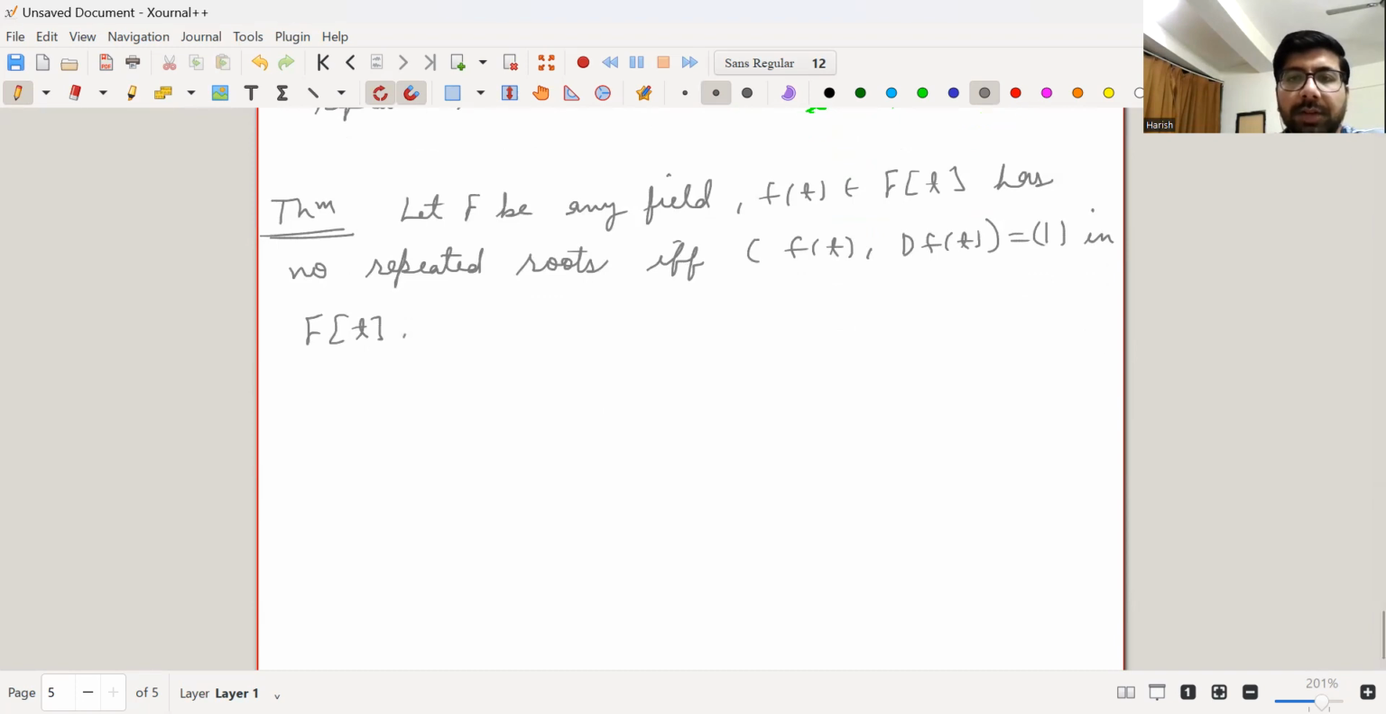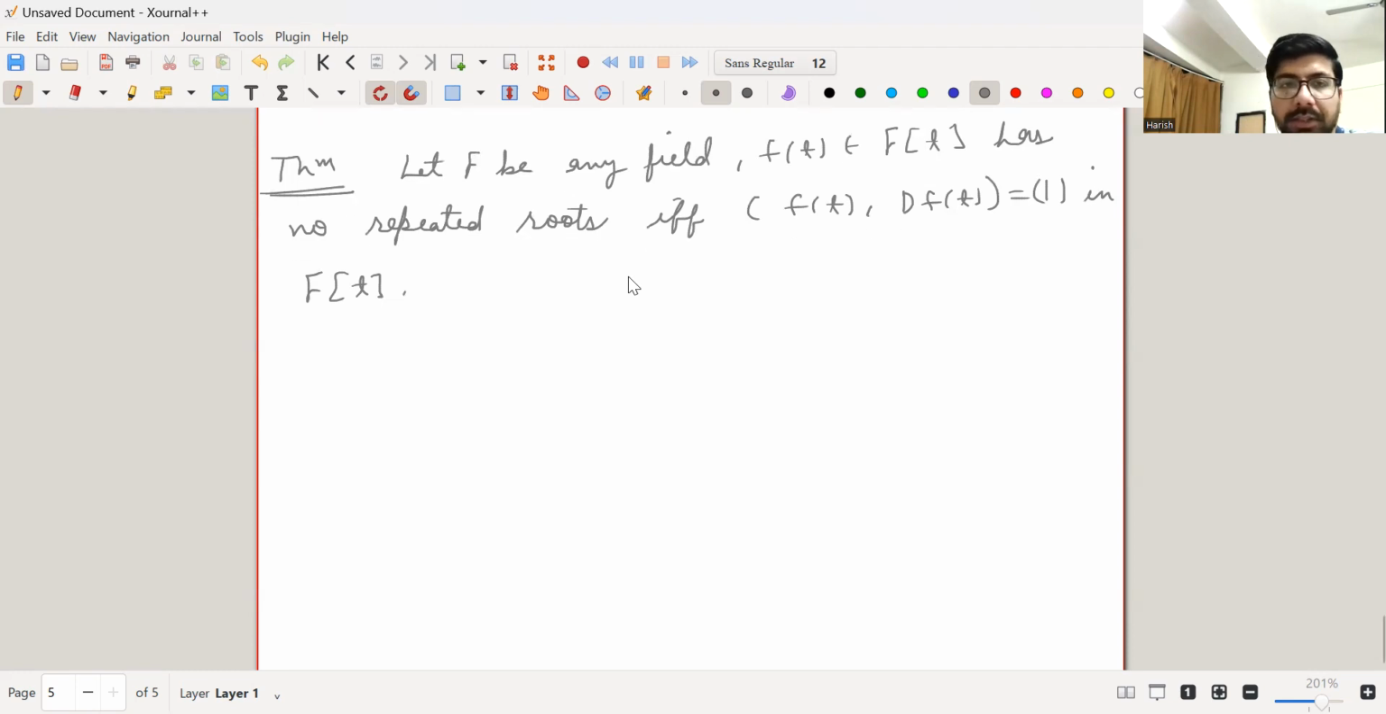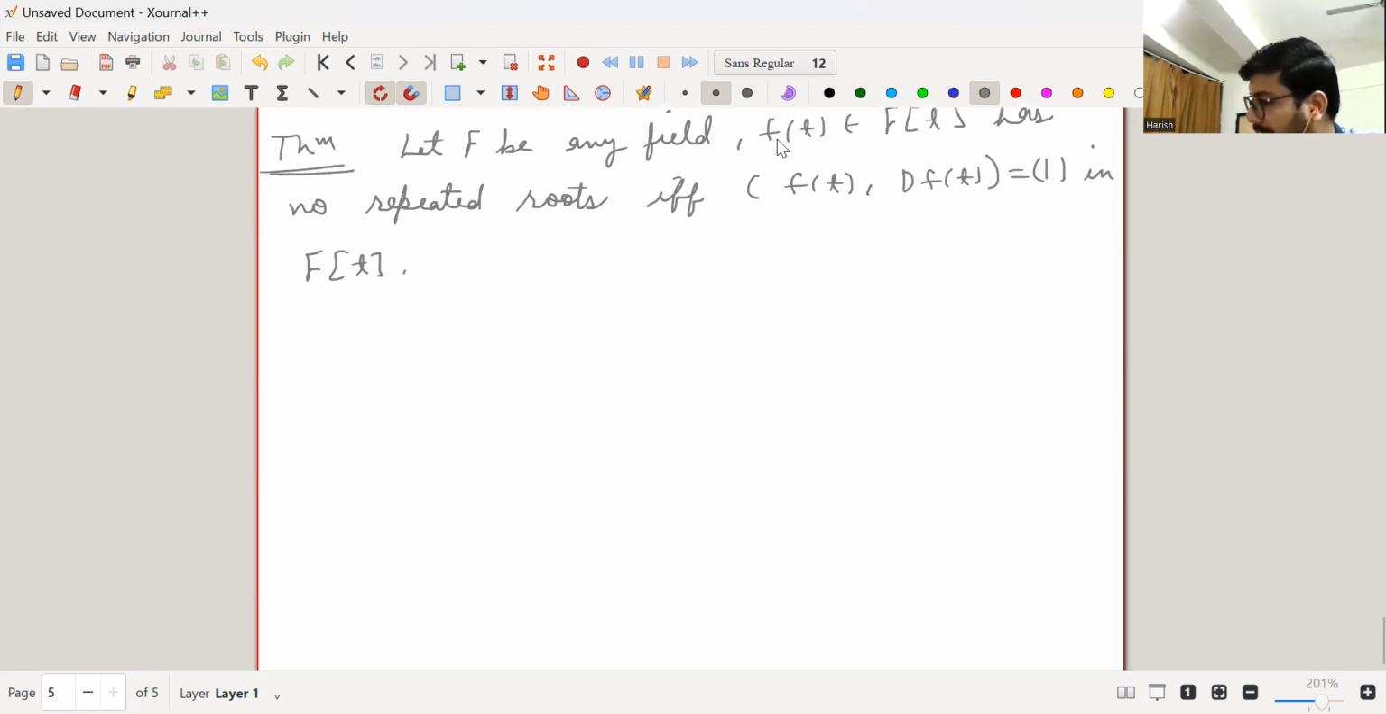You just evaluate the derivative of this polynomial, and if they have a common factor, then there will be repeated roots, and if they have no common factor, then there won't be a repeated root. So it's an if and only if condition. Why it is useful: it directly tells you whether after going to an extension you will get repeated roots or not.